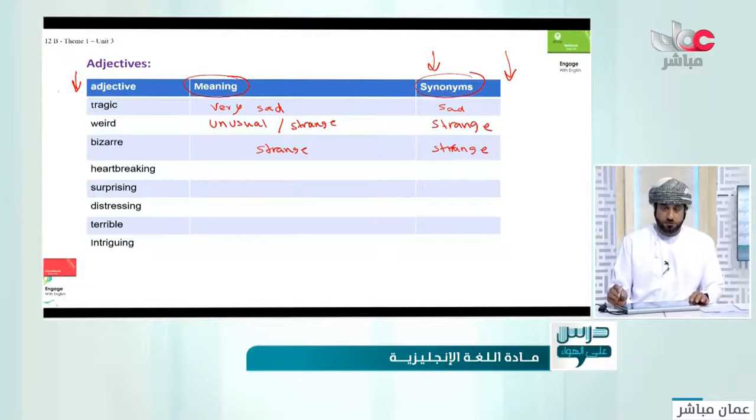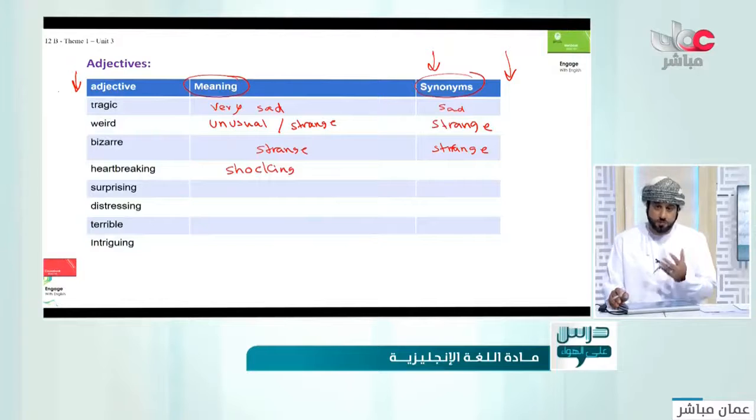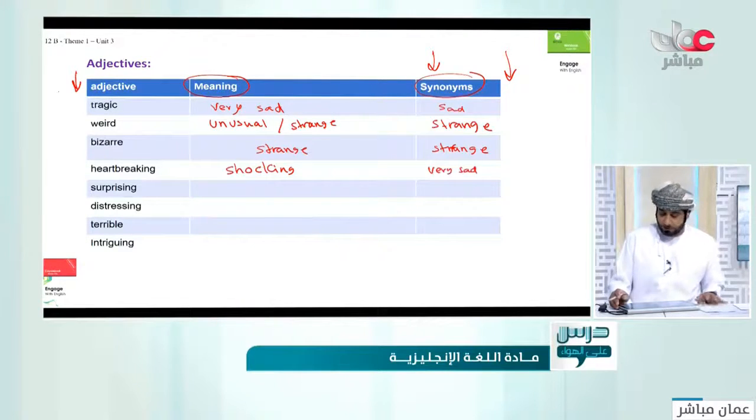Heartbreaking as well is really shocking, we can say. Heartbreaking also means very, very sad. And if we can bring a synonym, we can say very sad. I don't know why the designers of the book bring all the sad words here, but anyway. Surprising as well, something unexpected, غير متوقع, مفاجئ.